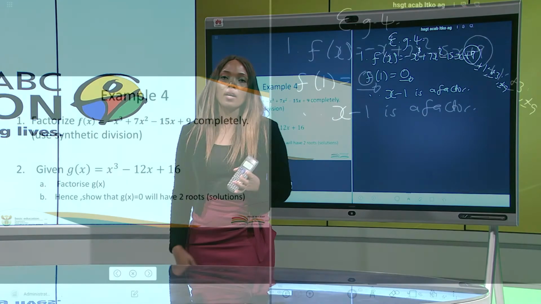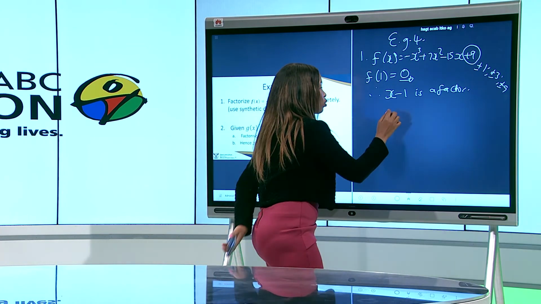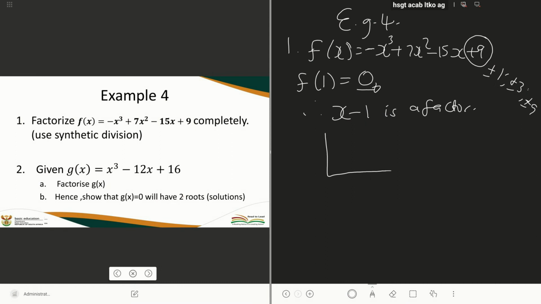Remember, we are using the synthetic division method. So how do we use this method? You're just going to draw the sign. Your factor is x minus 1. Now you need to write the inverse of the negative sign, so let's switch the sign from negative to positive. Now write down all the coefficients of your given function, starting from the coefficient of a. The coefficient of a is negative 1, the coefficient of b is 7, then we have minus 15, and the last one is plus 9.